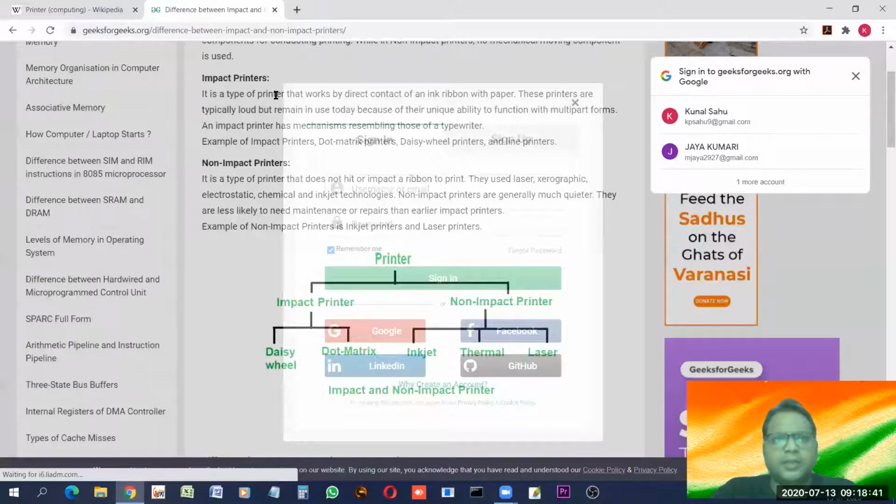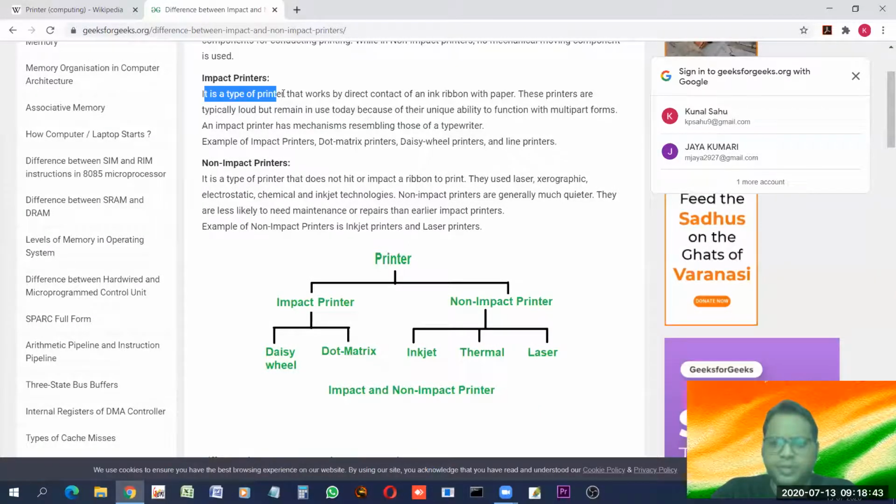This is the type of printer. It's about impact printer. The printer means the device which outputs over the paper or anything over which you can print. It may be a glass material, it may be a plastic material, anything, but mostly it is paper.